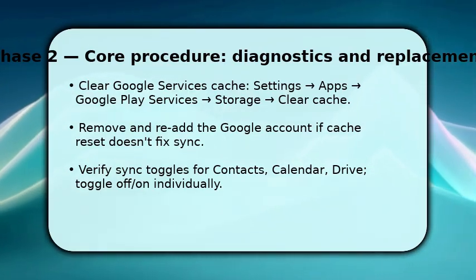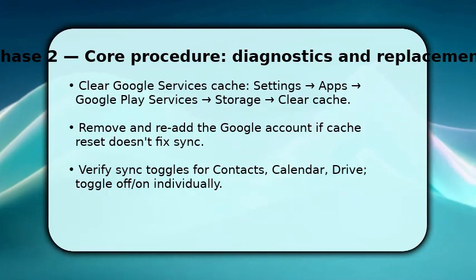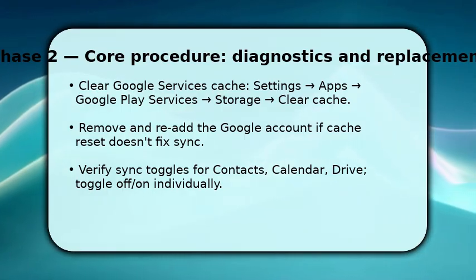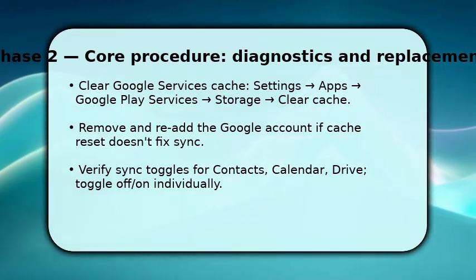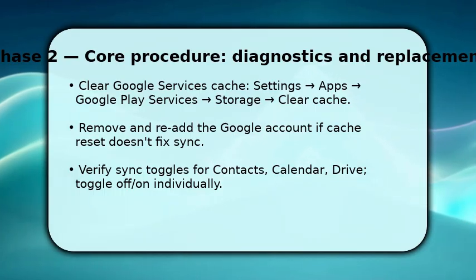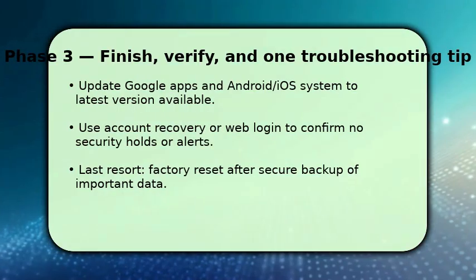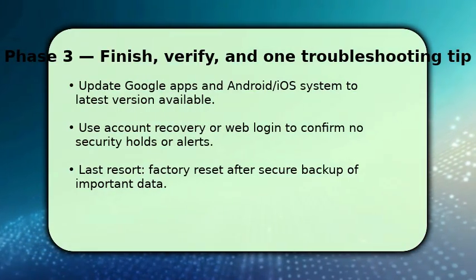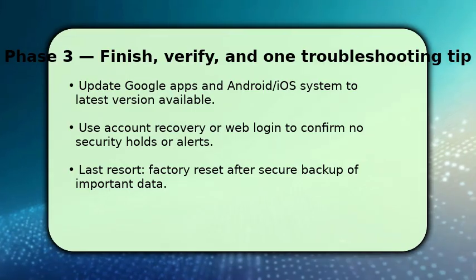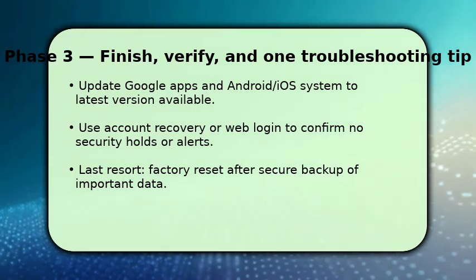While re-adding, watch for permission prompts and grant full access. Also inspect sync toggles for each data type, and toggle them off then on to force individual resyncs. After re-adding the account, update all Google apps and the system OS. Updates often resolve API or token mismatches. Then open Mail, Contacts, and Calendar to confirm fresh sync entries.